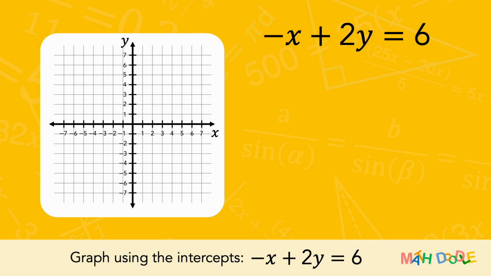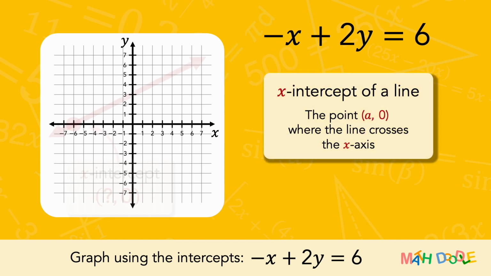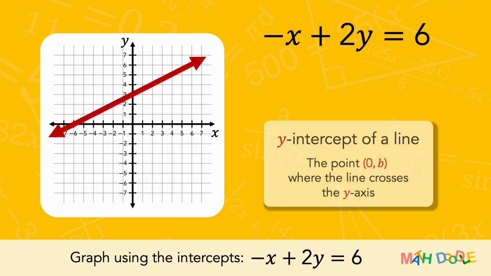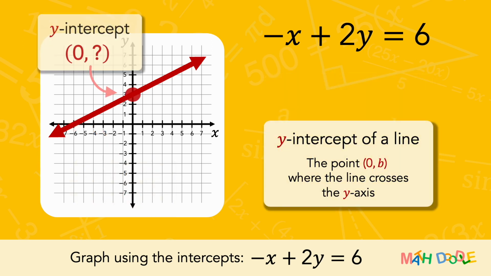To graph the equation of minus x plus 2y equals 6, we are going to use the x and y intercepts of the line. The x-intercept of a line is the point where the line crosses the x-axis, and it has a y-coordinate of 0. On the other hand, the y-intercept of a line is the point where the line crosses the y-axis, and it has an x-coordinate of 0.